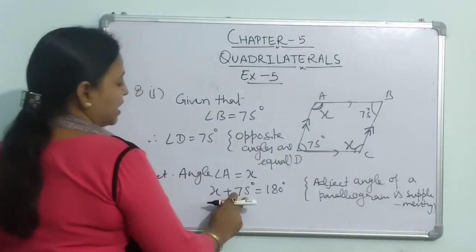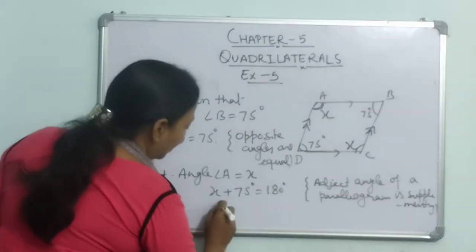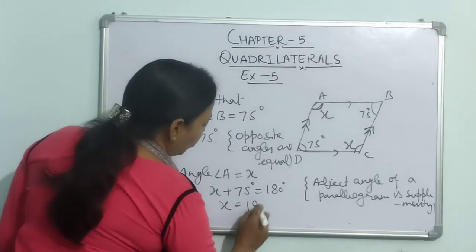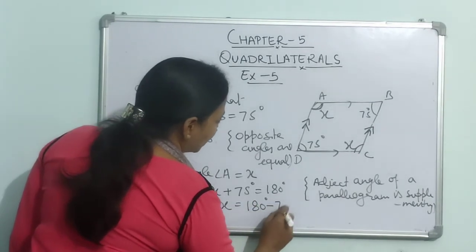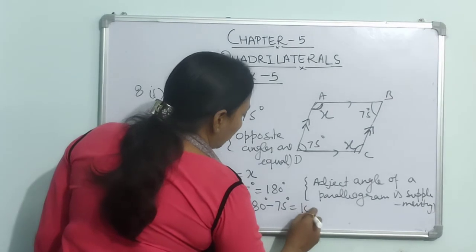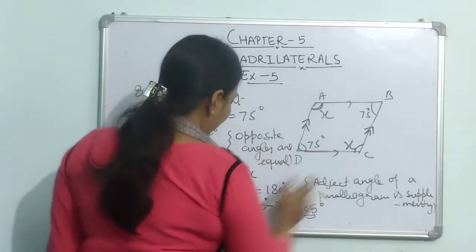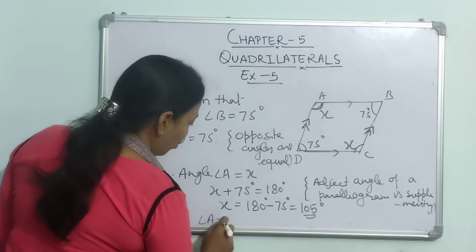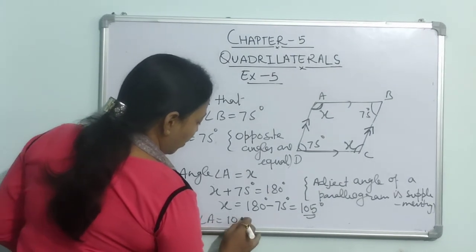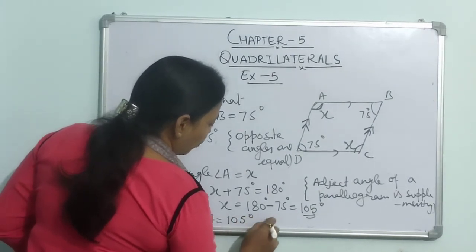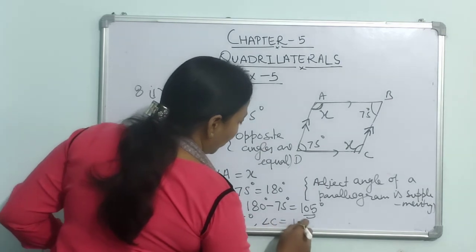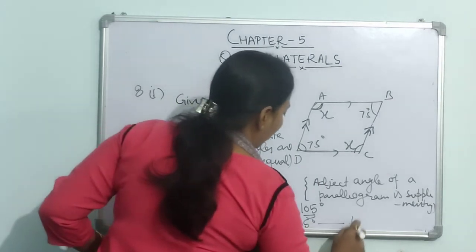So x plus 75 is equal to 180 degree. Therefore x is equal to 180 degree minus 75 degree, that is 105 degree. So this is 105. Angle A is equal to 105 degree. Therefore angle C is also equal to 105 degree. These are your answers.